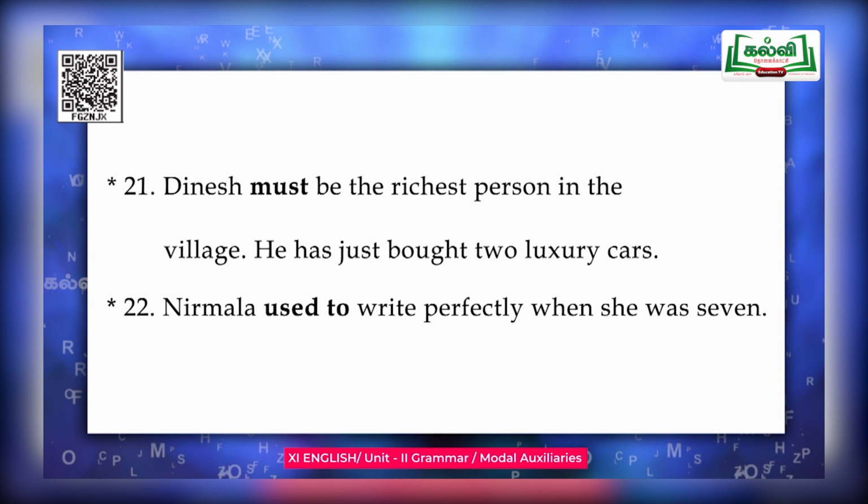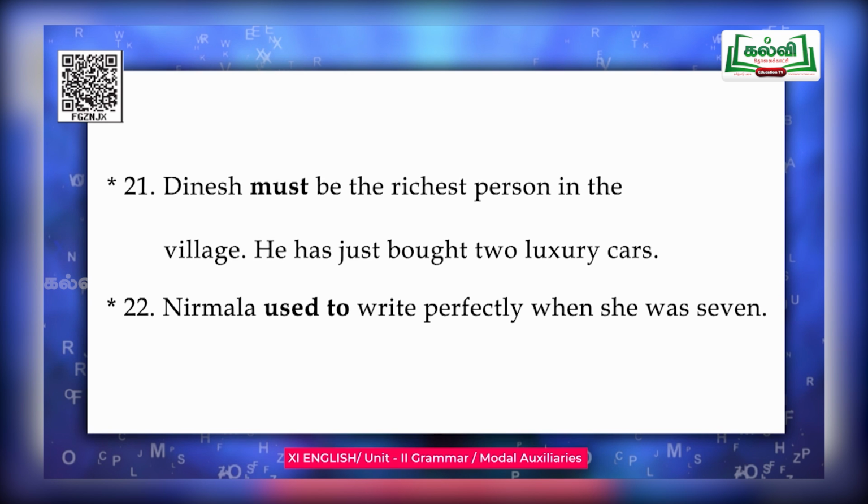Then the 21st example, Dinesh must be the richest person in the village. He has bought 2 luxury cars. In this sentence, he has just bought 2 luxury cars is a clear indication that Dinesh must be the richest person. This is called logical conclusion. For the logical conclusion also you can use must.